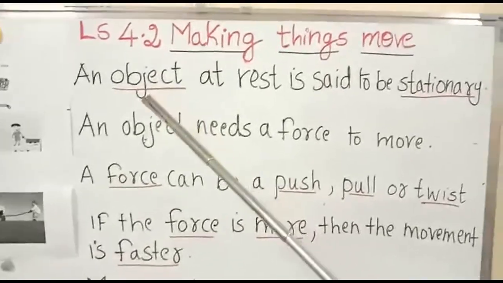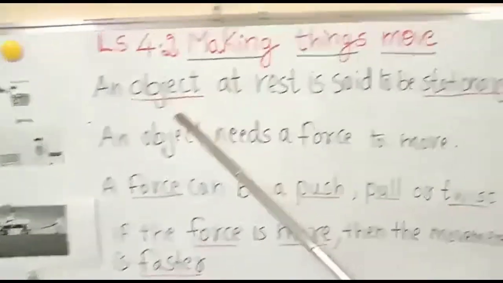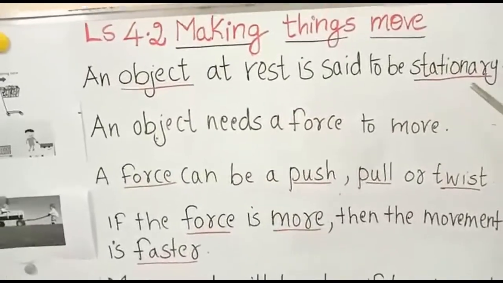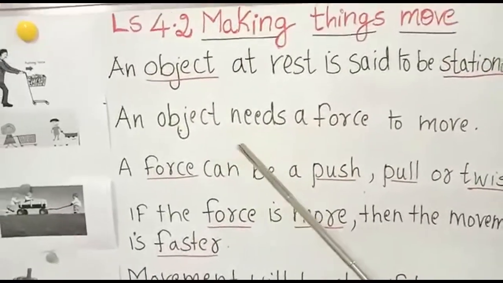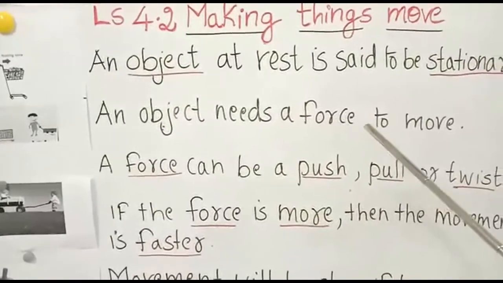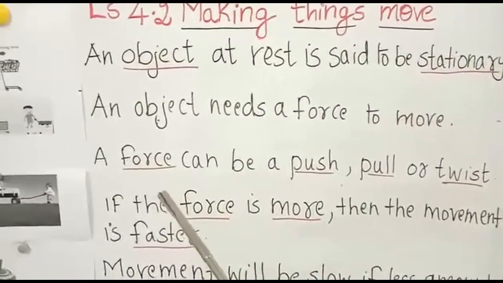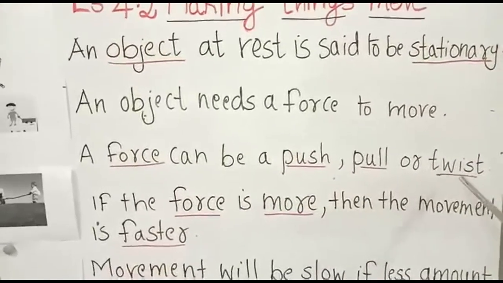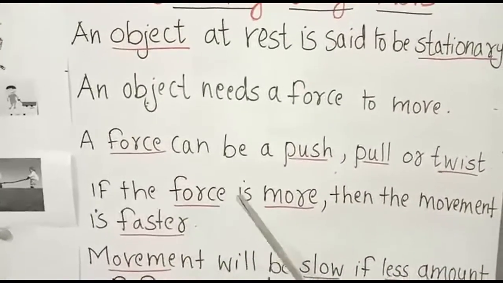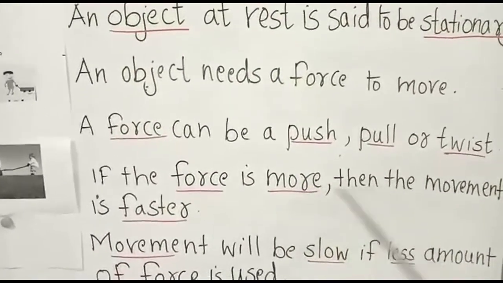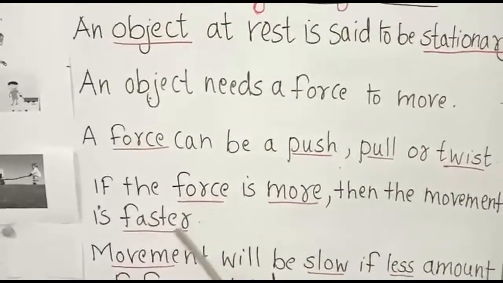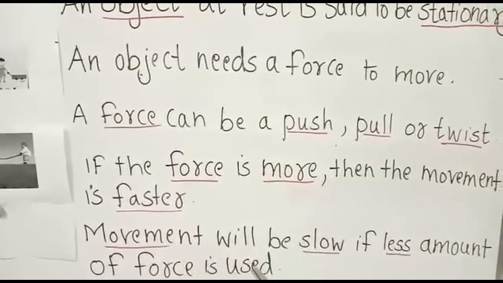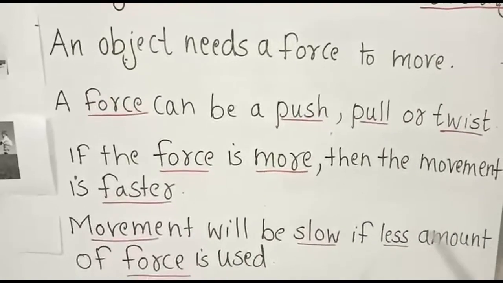Now let us summarize what we have learnt in this lesson. An object at rest is said to be stationary. An object needs a force to move. A force can be a push, a pull, or a twist. If the force is more, then the movement of the object will be faster. On the other hand, the movement will be slow if less amount of force is applied.